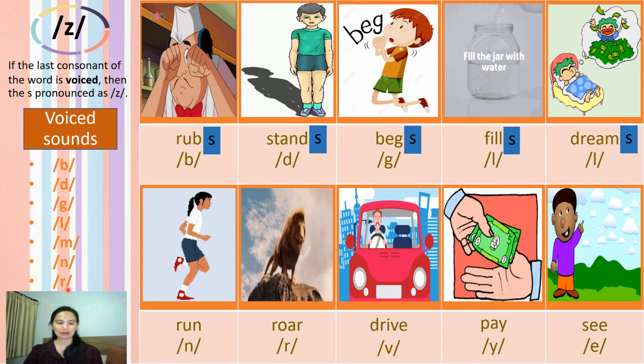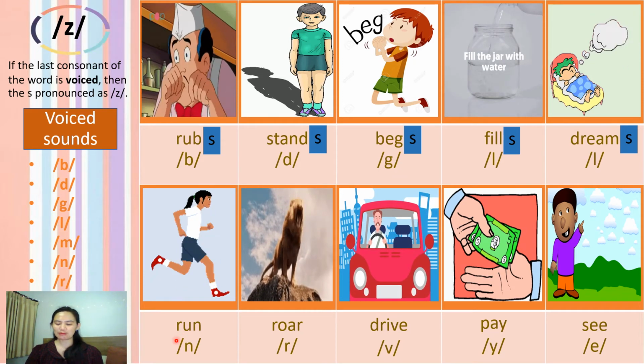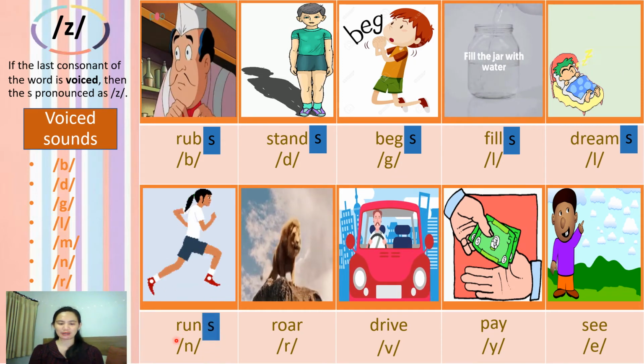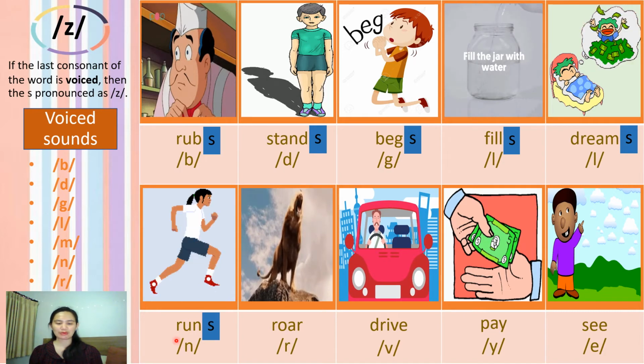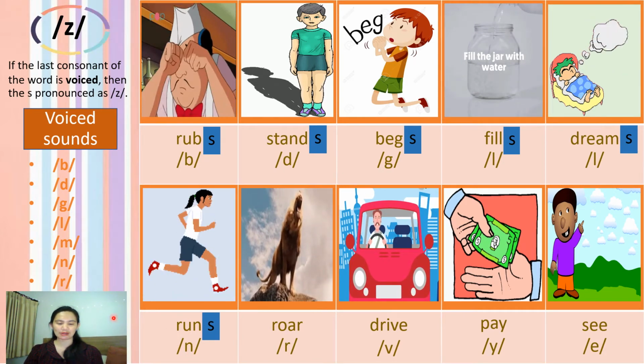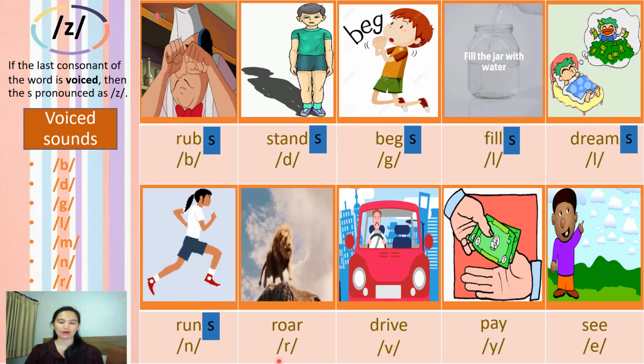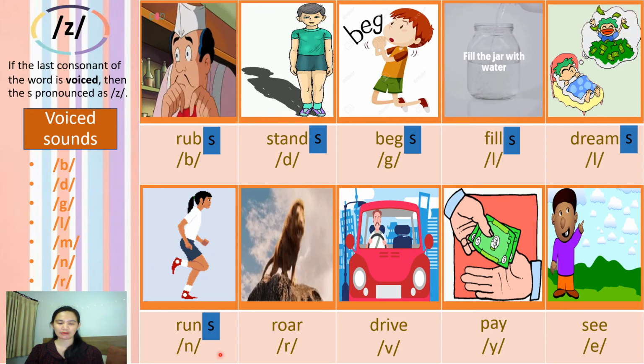Next word, the word is run. The last sound is n. Run. Transform it into a simple present tense by adding s at the end. We're going to read the word as runs. So the s now here sounds like z. Runs.